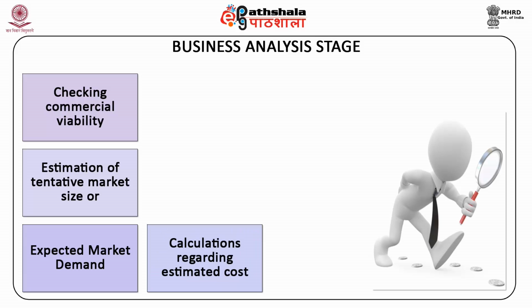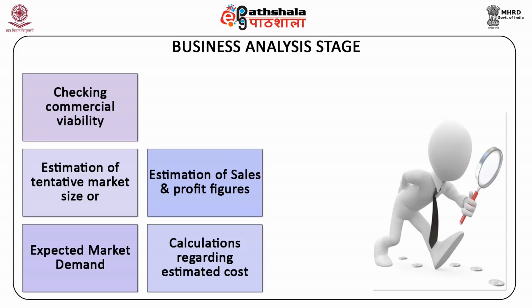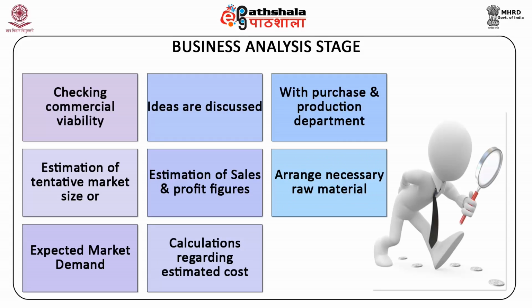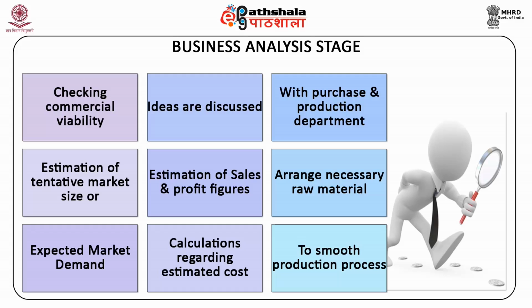Calculations are made regarding the estimated cost of manufacturing the product, and the resultant sales and profit figures are calculated. It is at this stage that the ideas are discussed with the purchase and production department personnel, so that it should be convenient for them to arrange for the necessary raw materials, machinery, and infrastructure to ensure a smooth production process.